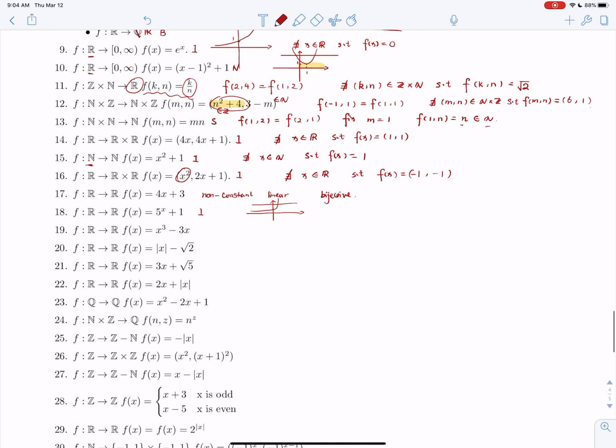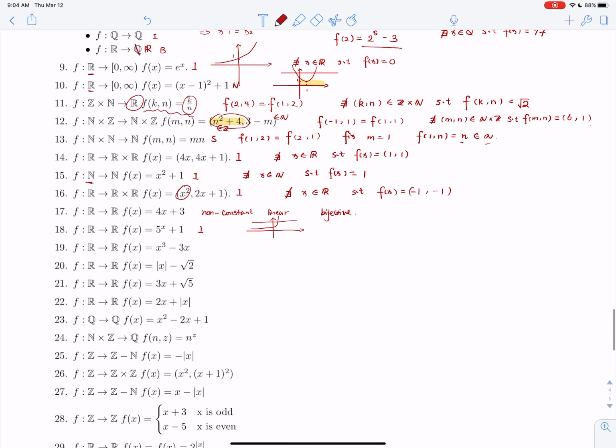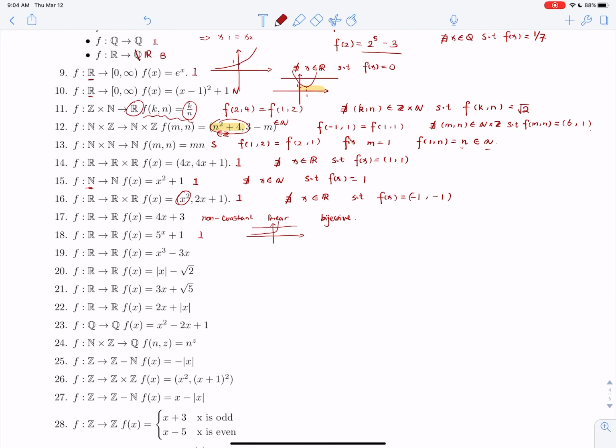Number 19. Well, 19 is apparently not injective because you can draw the graph out. How do we draw the graph? We factor it out. This will give you x squared minus 3. So the graph looks something like this. Okay, so this is our graph. It does not pass the horizontal line test, so it's not injective. And it's surjective because it goes from negative infinity to infinity. So it's surjective.